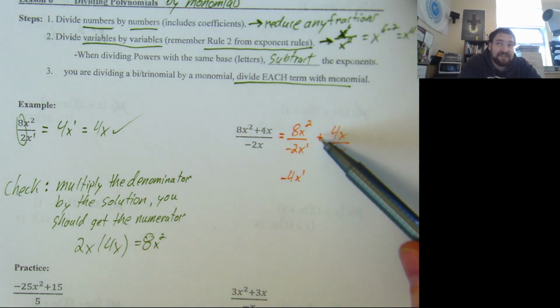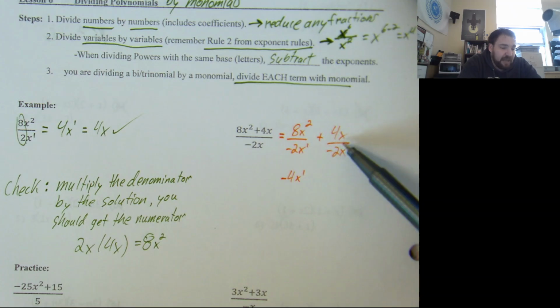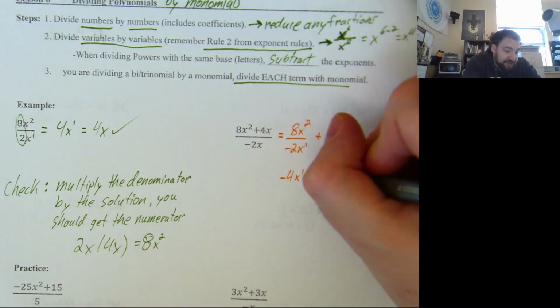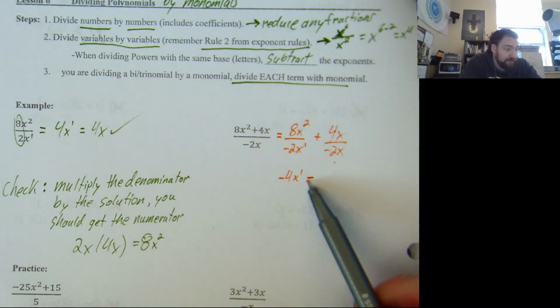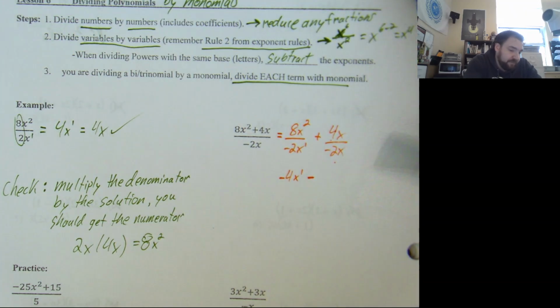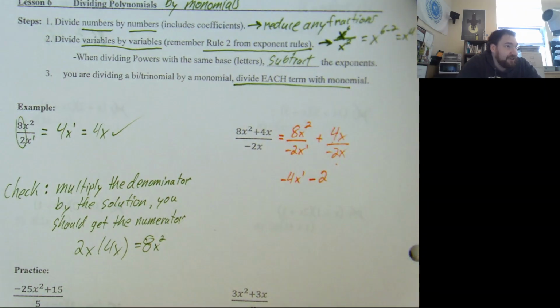Before I do anything with this sign here, I'm going to look at what we've got here. I've got positive 4 divided by negative 2. Positive divided by negative is negative. So this is going to become subtraction in between these two terms. And then, yes, Dakota, thank you. 4 divided by negative 2 is negative 2.